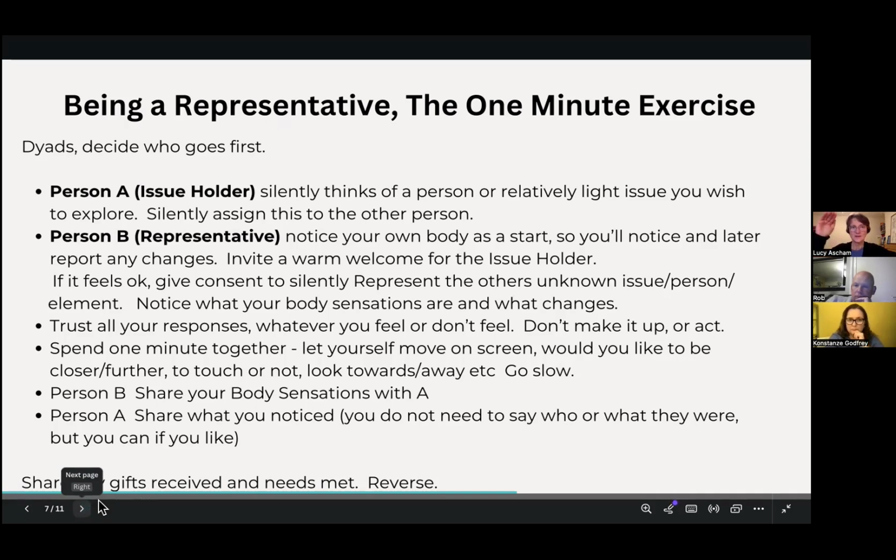Okay, so these instructions will be copied into the chat so that when you get into the breakout room, you can actually read all of this and have a go. You'll get 10 minutes in total, so you don't get very long to do this in terms of deciding who the other person's going to be. You've got a couple of minutes to chat at the end and compare notes, and then you swap over. So you each get a turn to be the issue holder and the representative. Then we'll meet back in the main room and I will ask what you discovered for yourself, if you've got any questions at that point.